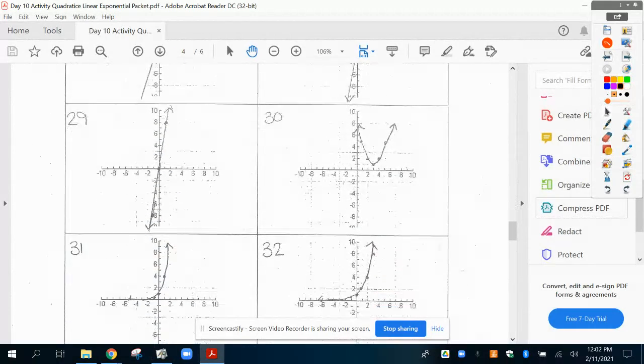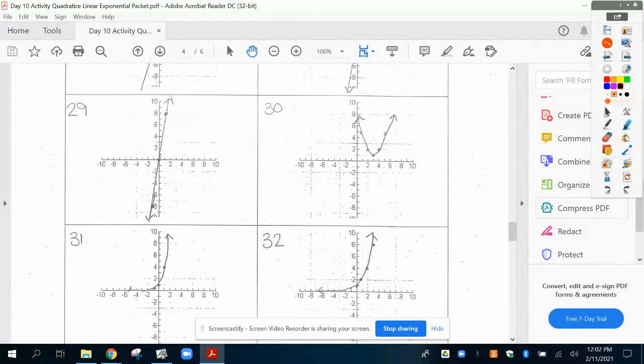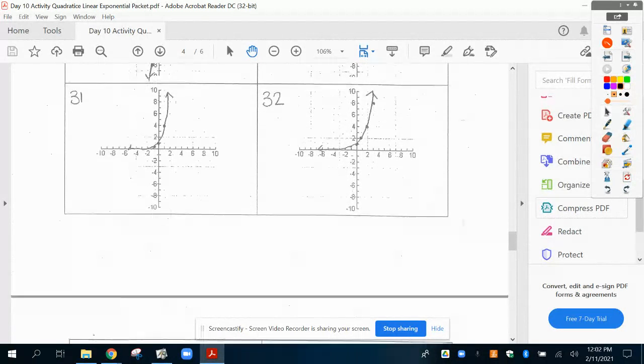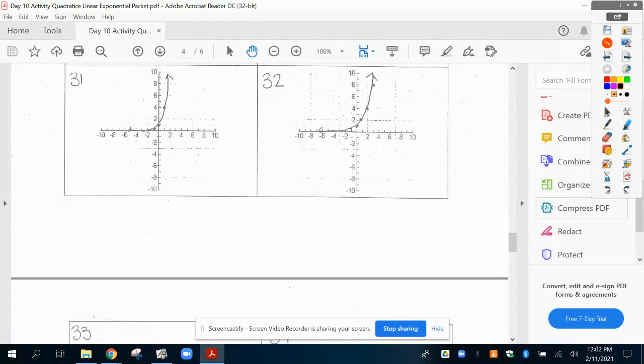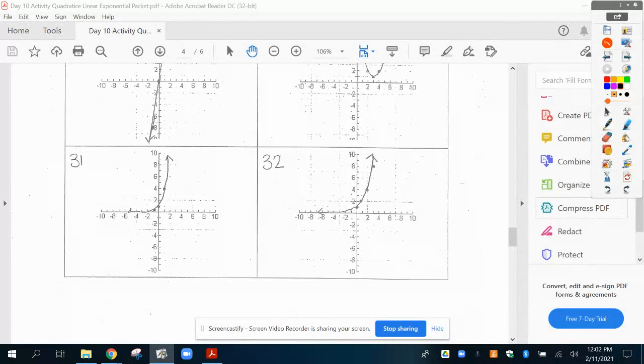And then you'll have graphs that you want to qualify. If it looks like a line, we say it's linear. If it looks like a parabola, we say it's quadratic. And if it has a swoop, like maybe 32, this has a swoop, so we say that this is exponential.